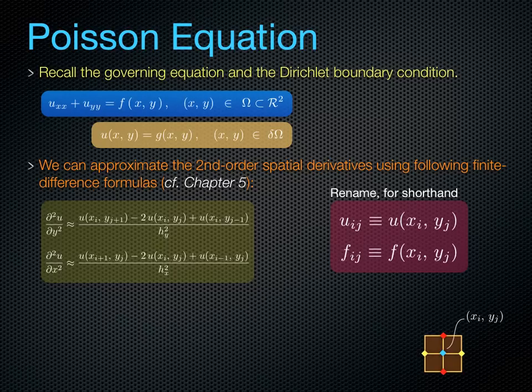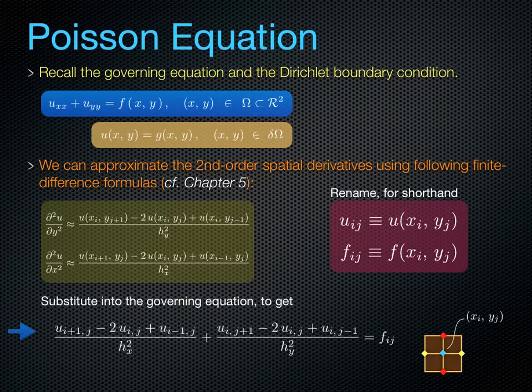Likewise, I need to evaluate the right-hand side of the governing equation at these grid points, the driving function f. So I'm going to call f evaluated at x sub i and y sub j simply f sub ij. If I substitute these results for the second derivatives of u into the governing equation using the index notation, I will get the following equation. The first term is the second derivative of u with respect to x. The second term on the left-hand side of this equation is the second derivative with respect to y. And then the right-hand side is the discrete sample value of the driving function, f sub ij.